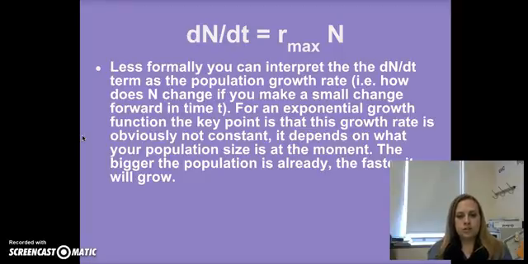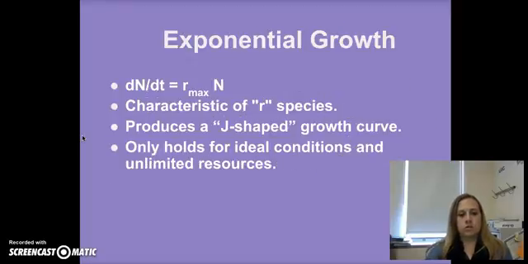So less formally, you can interpret this term as the population growth rate. So how does the population size change if you make a small change forward in time? For an exponential growth function, the key point is that the growth rate is obviously not constant, and that it depends on what your population size is at the moment. And so the bigger the population is already, the faster it will grow. All right, so for exponential growth, the bigger the population size is already, the faster it is going to grow.